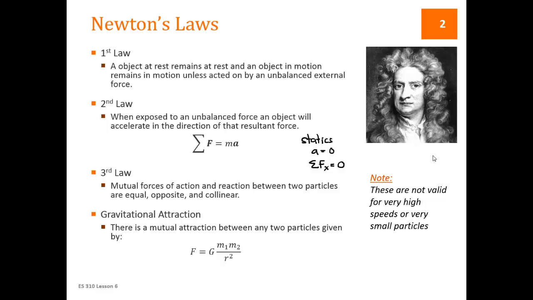Newton also came up with the law of gravitational attraction, which mathematically says that the force between two particles, or two objects, is equal to G, which is a constant, times the product of the two masses divided by the distance between them squared. We'll take a little bit of a closer look at that on the next slide.